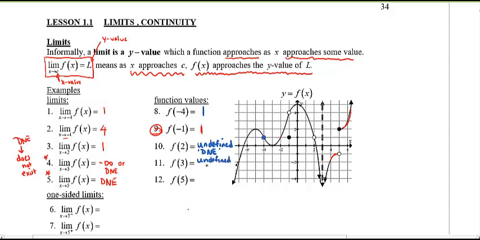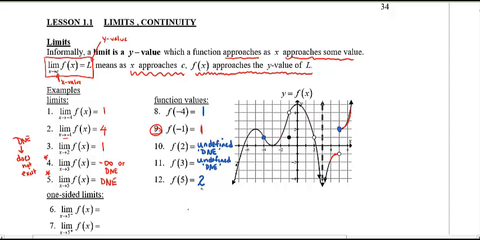Or if you want to use the idea does not exist, that's fine. And then how about f of 5? So at 5, I have an open dot and the solid dot. And if you said, oh, I should quote the solid dot for the actual value, you are correct.